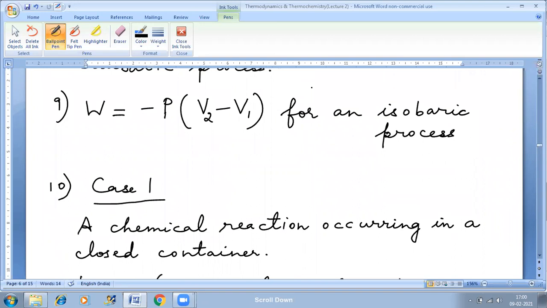So ninth one is again what? If pressure is constant, that is for an isobaric process, W is minus P into (V2 minus V1).